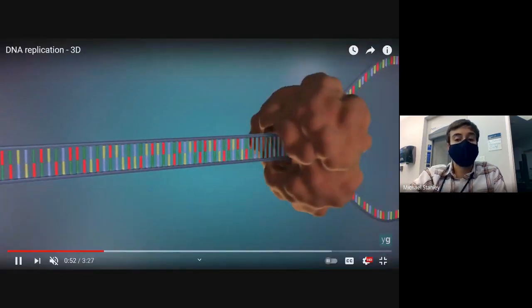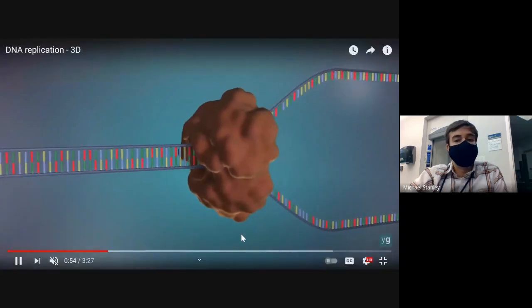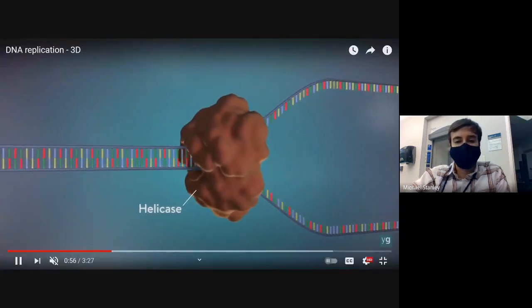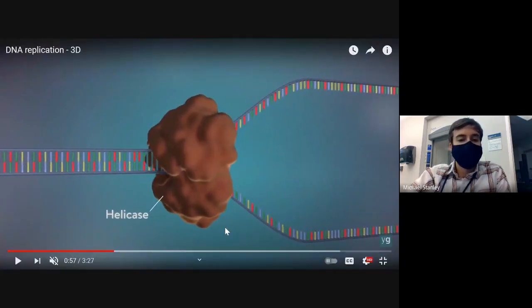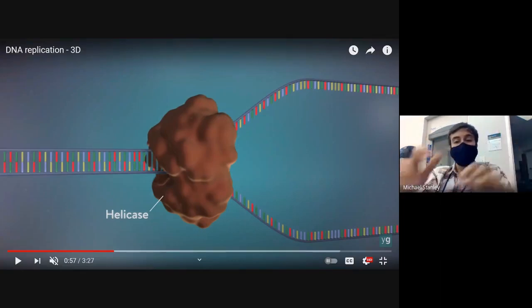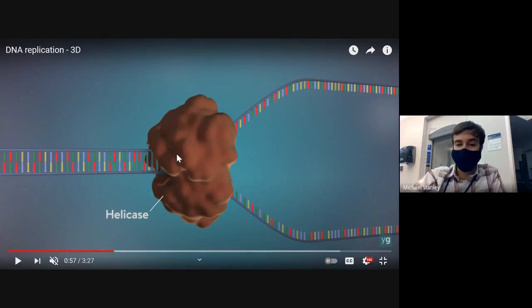So the first thing that we need to happen is our buddy Helicase. Helicase is coming along, unwinding the DNA and splitting it open. So this guy is getting the whole party started.